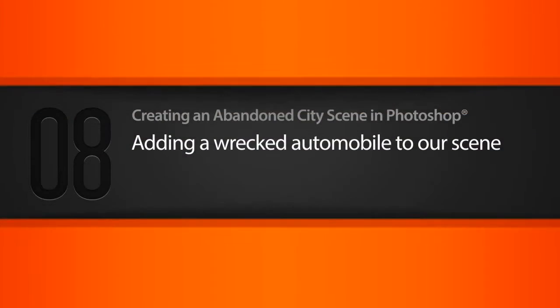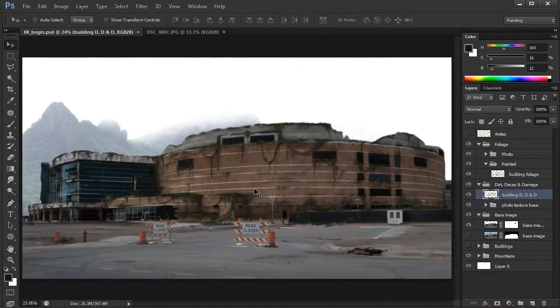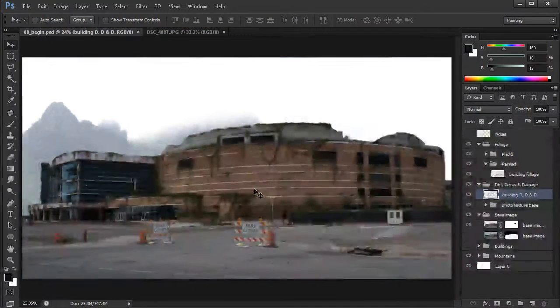In this lesson, we'll learn how to incorporate an automobile into our composition, which will add to the feel of abandonment. Okay, so in the last lesson, we left off with adding another pass of dirt and grime, as well as painting in some damage onto our building here.